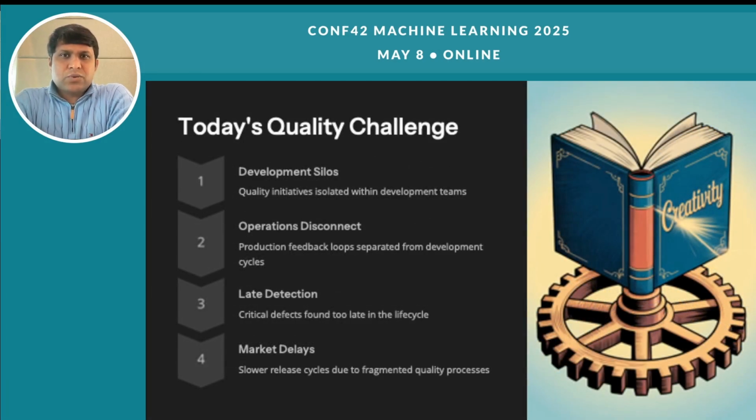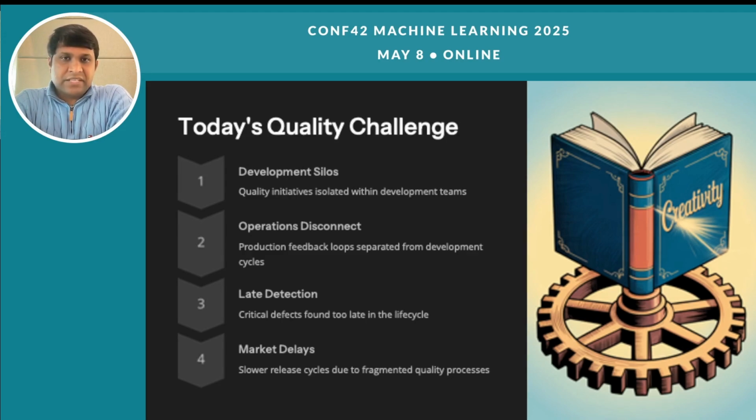To talk about today's quality challenges, first thing is obviously you have the development silos, where you have all the development and your functional testing and everything happening in one place. And then on the other side is the operations disconnect, where production feedback loops are separated from the developer life cycles. Let's say something is missed in development. If the bug is not detected in the development or functional testing phase, it will be too late, the late detection. You are finding it either in production or even in UAT, right?